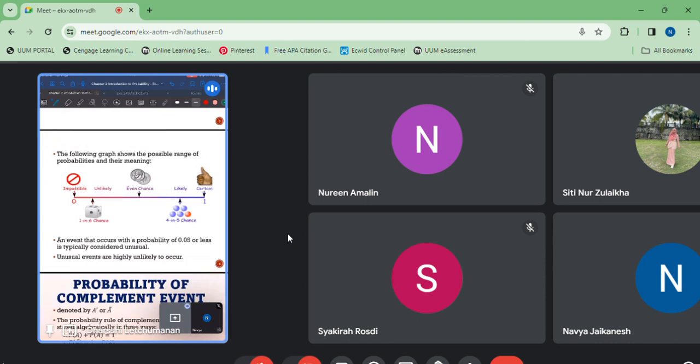You can see from this graph how it shows the range of possible probabilities and their meaning. Impossible will not happen. Unlikely is like they'll say 1 in a million, something like that. Even chance is half, and likely to happen is more than half already, like 4 over 5, 4 over 6. 3 over 6, because it's 1 over 2, is still an even chance.